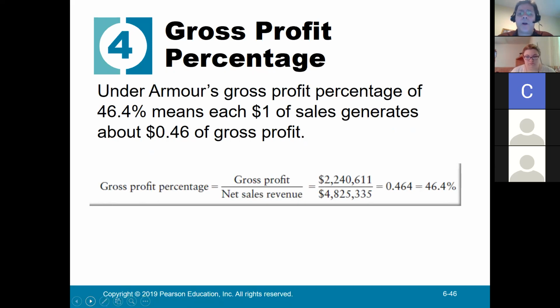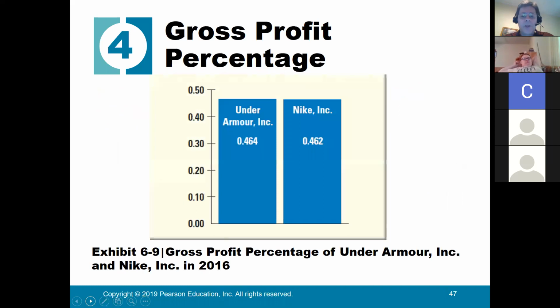So that means that Under Armour is selling things such that, roughly, if you buy something from Under Armour for $100, you know that it costs them right about $50 or $54 to make or to buy it. Okay. And you compare that to other companies, you notice how close these two companies are, and that's very common. When companies are competing directly against each other, they almost always have very similar gross profit margins.